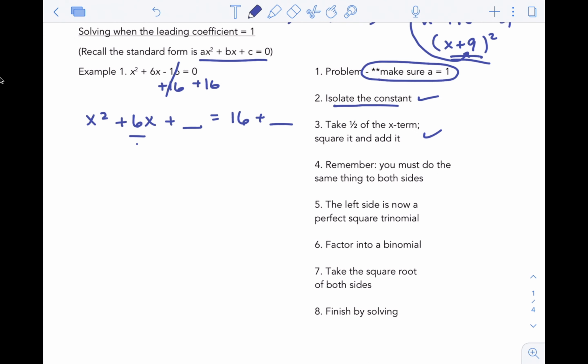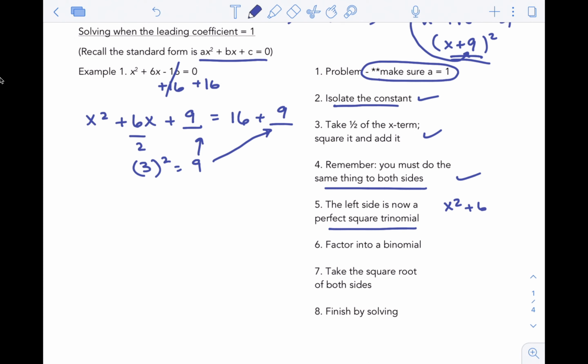So 6 divided by 2 is 3. 3 squared is 9. So 9 is going to go in both of those blanks. 9, 9. You got to make sure you add it to both sides, which is step 4, which is why that's kind of a silly step because we already did that. Now, step 5 isn't really even a step, it's a statement. The left side is now a perfect square trinomial.